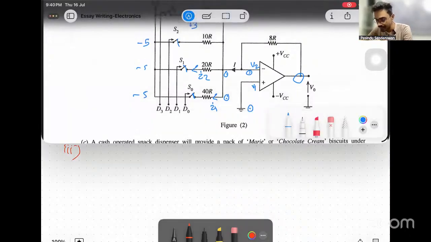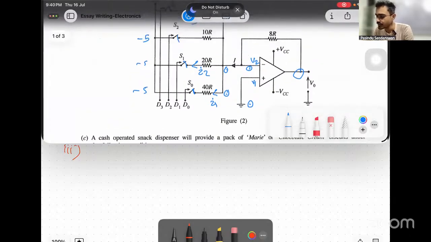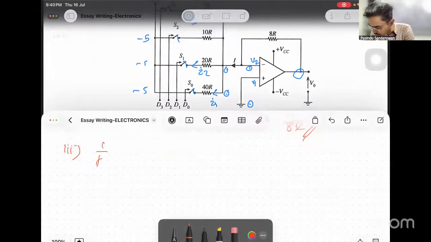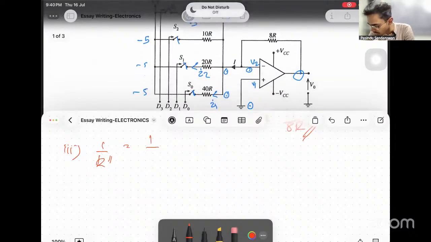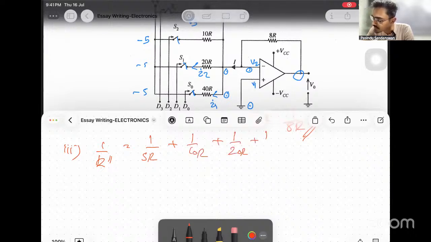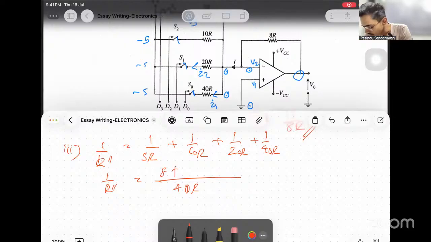Now I need the new equivalent again. Say 1 over R double dash is given by 1 over 5R plus 1 over 10R plus 1 over 20R plus 1 over 40R. Again, the common denominator is 40R. This is 8 plus 4 plus 2 plus 1.